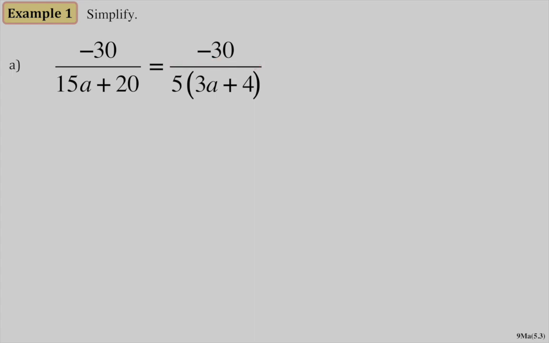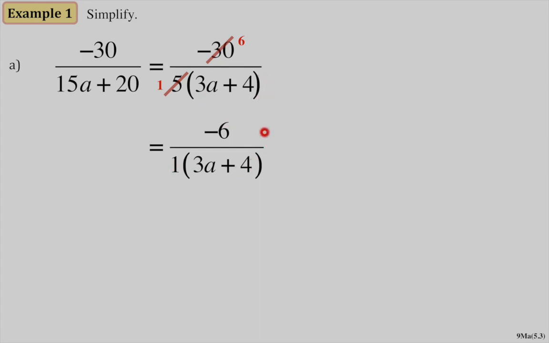And what we do next is we look at it and we go, well, this is a fraction. On the top of the fraction there's a 30. On the bottom of the fraction there's the number 5. I know that 5 goes into 5 and 5 goes into 30. So I'm going to go 5 goes into itself once, 5 goes into 30 6 times, and that leaves me with an answer of negative 6 over 1 multiplied by 3a plus 4.